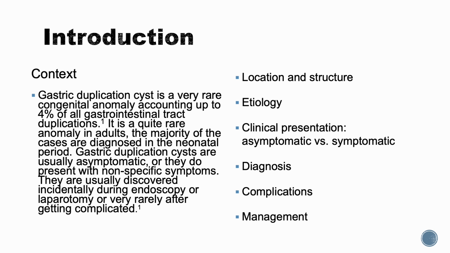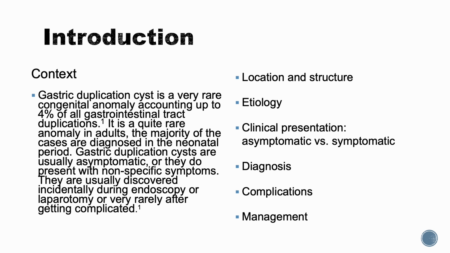Context of the case. Gastric duplication cyst is a very rare congenital anomaly, accounting for up to 4% of all gastrointestinal tract duplications. It is quite rare in adults. The majority of cases are diagnosed in the neonatal period. Gastric duplication cysts are usually asymptomatic, or they present with nonspecific symptoms. They are usually discovered incidentally during endoscopy or laparotomy, or very rarely after becoming complicated.